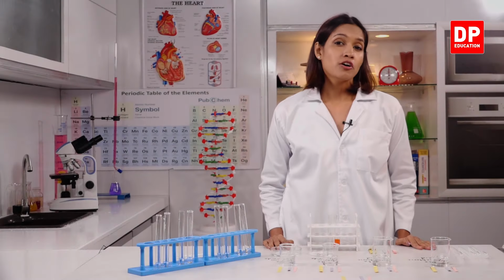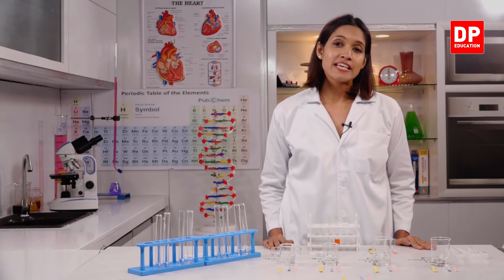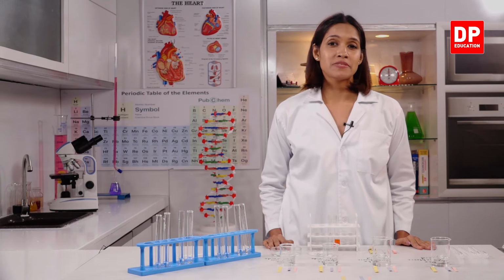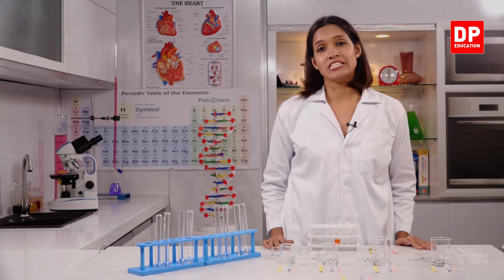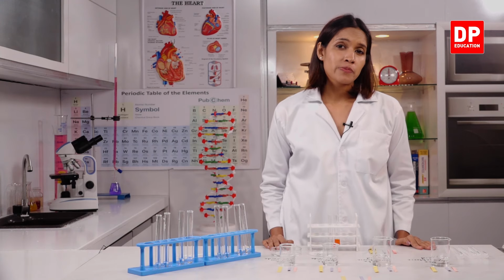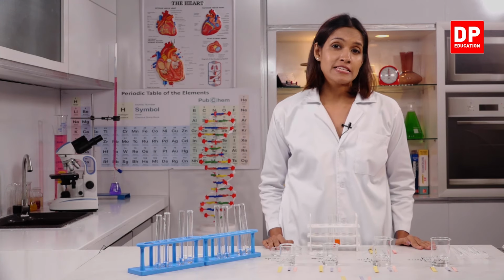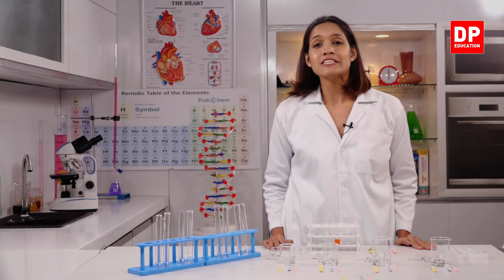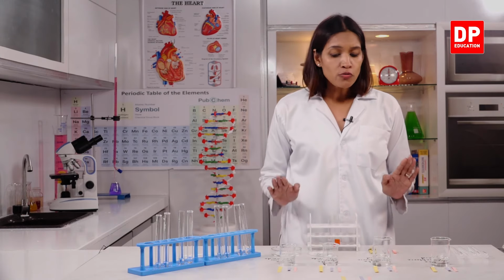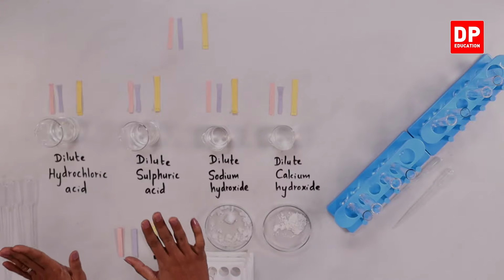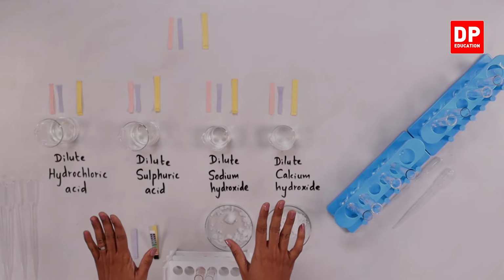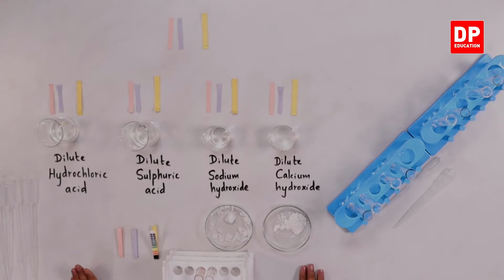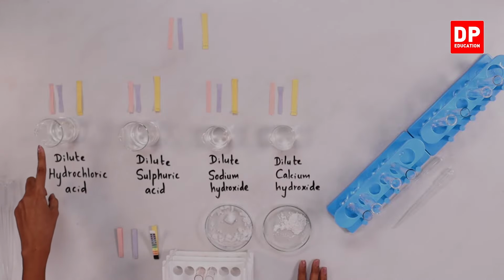Okay, children. Now you all have a good idea about acids, bases and neutral substances, and also about indicators. I already explained what are the acids and bases that we can find in the lab, and also what are the indicators that we can use in the lab. Now we are going to do this activity using these acids, bases and indicators. Okay children, so look at this.